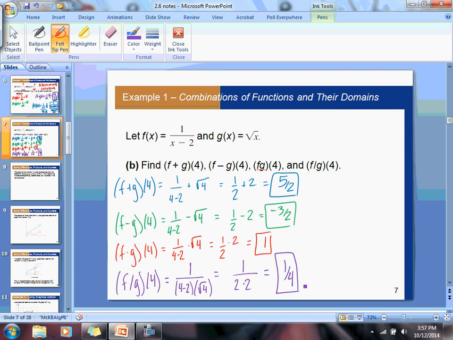So you're going to have some problems in your homework where you need to add, subtract, multiply, and divide the functions and their expressions. Some where you have to evaluate them, and then ones where you have to find the domain as well.